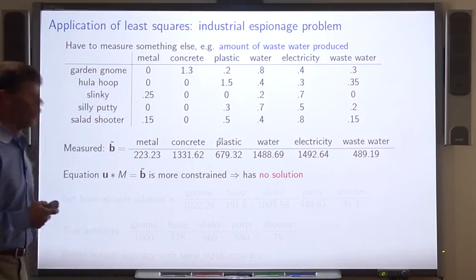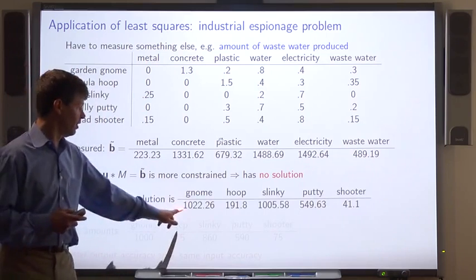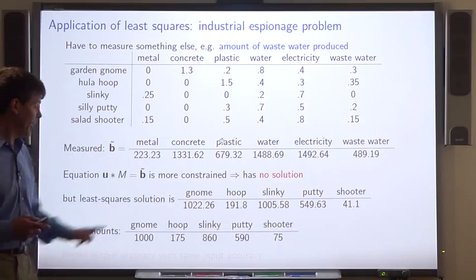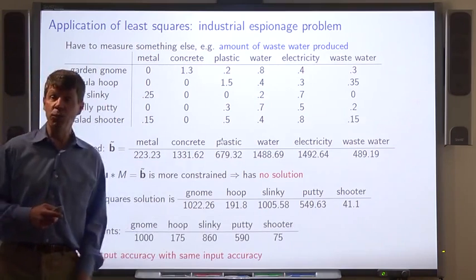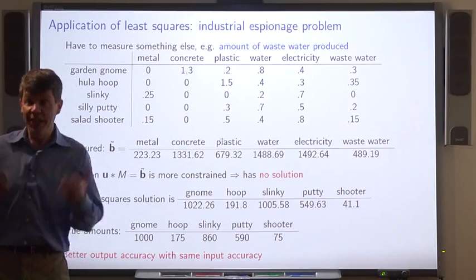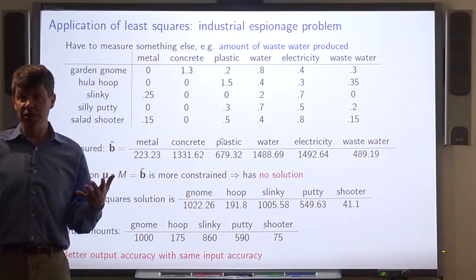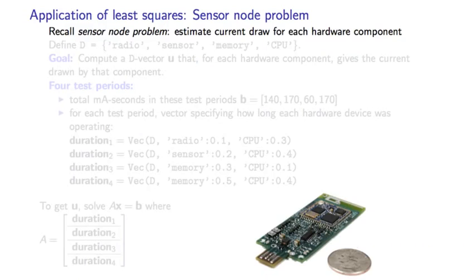Well, we find the least squares solution. The least squares solution is this, which is a pretty good approximation of the real answer. So we saw that we can get better output accuracy without improving the input accuracy by adding more equations and by using least squares. Here we want to estimate the current draw for each hardware component in our sensor node.